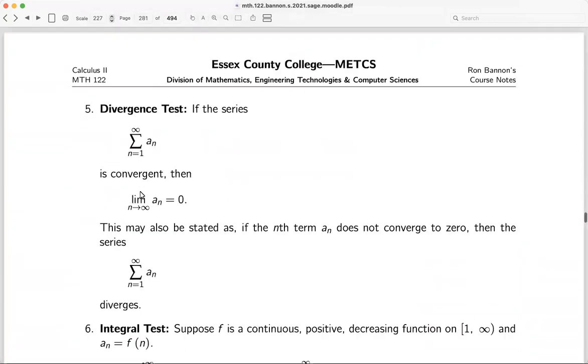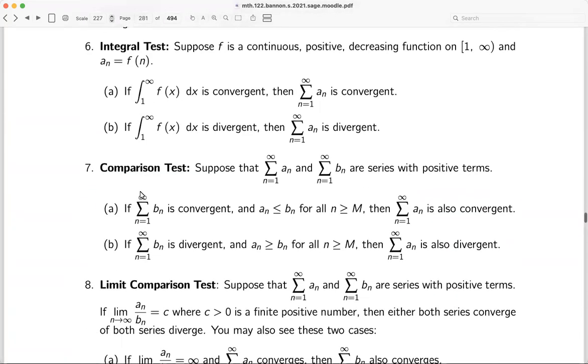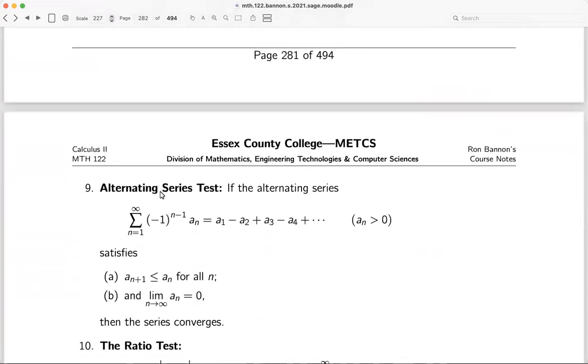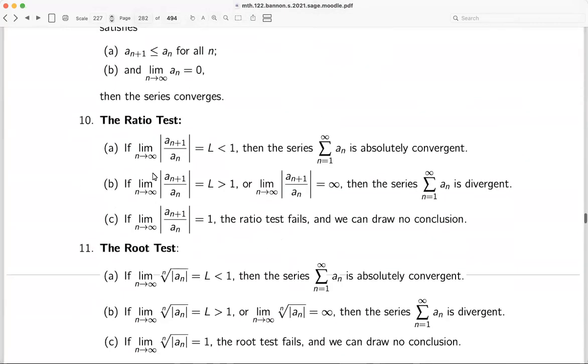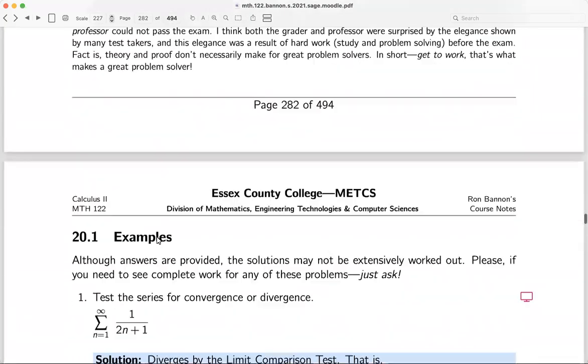What else do we do? Divergence test. We talked about the integral test. We talked about the comparison test and limit comparison test. Boy, does it get exhausting. Alternating series test, we talked about that. We talked about the ratio test and the root test. And then we're going to do examples.